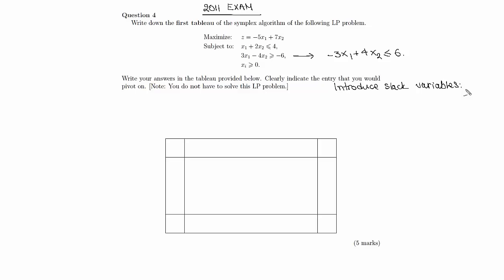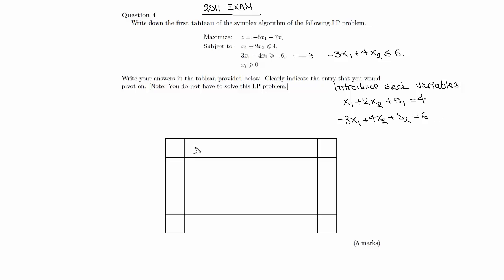We introduce slack variables in order to turn the inequalities into equalities. So we're going to have x1 + 2x2 + s1 is equal to 4, and then we're going to have -3x1 + 4x2 + s2 is equal to 6. And now we can write the first tableau.